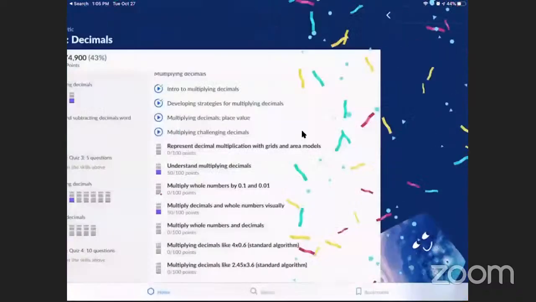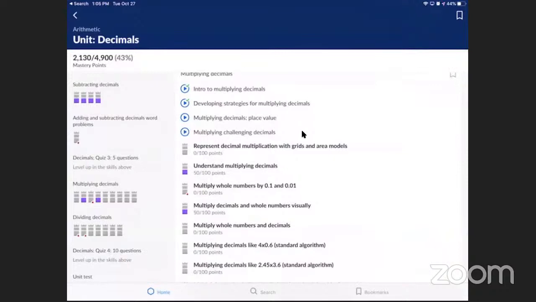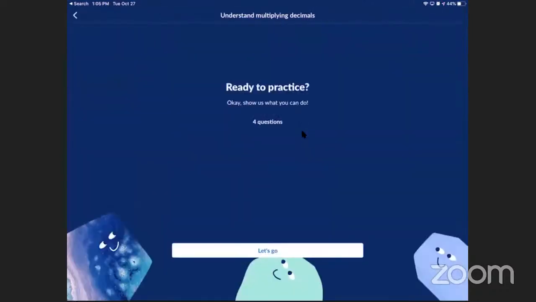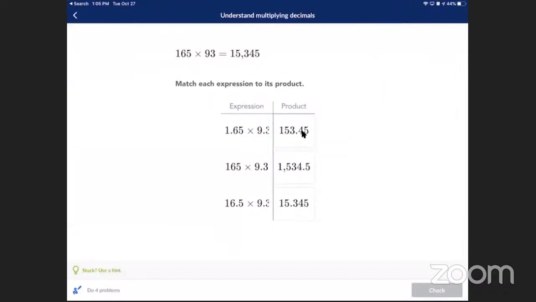Okay. Yeah, that was kind of weird. Okay. Let me move on to the next one. Multiplying decimals. Work on that real quick.